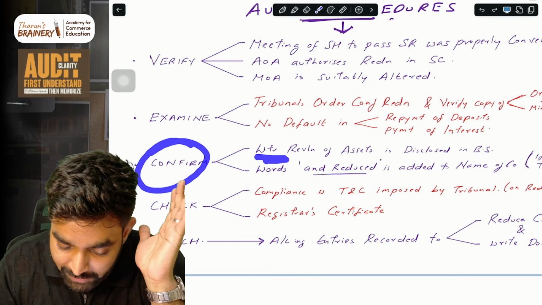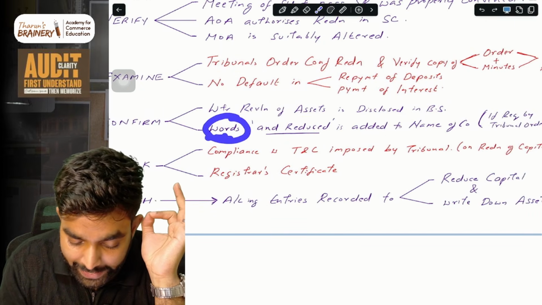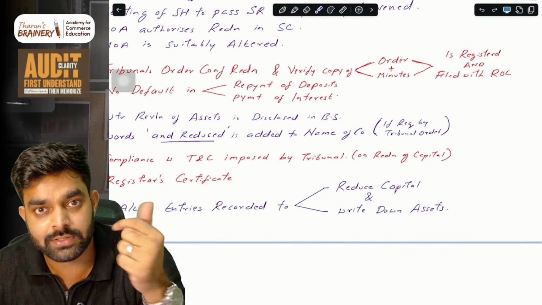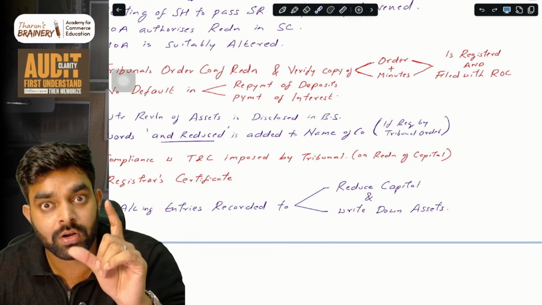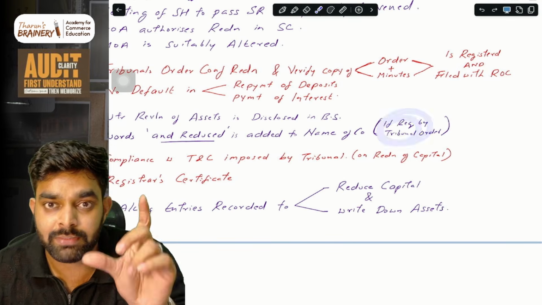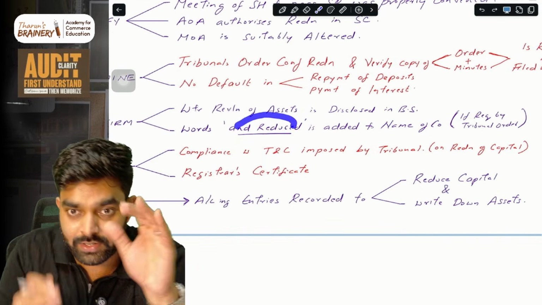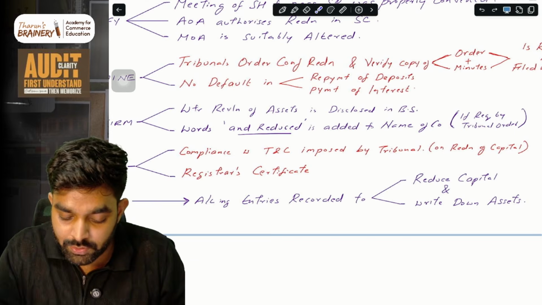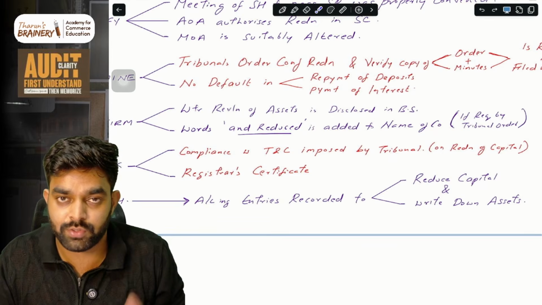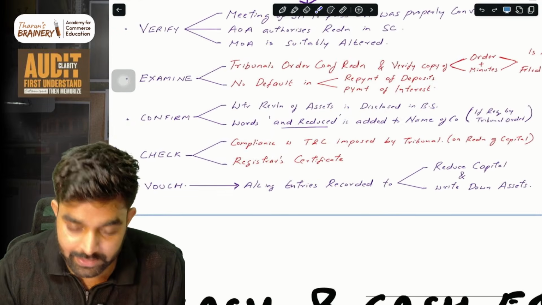Then confirm whether the revaluation of assets is disclosed in the balance sheet. Then confirm the word 'and reduced' is added to the name of the company if required by the tribunal order. Sometimes if the tribunal says to reduce the capital, the company reduces the capital. Then one more guideline is there. If the company is reducing the capital because of the tribunal's order, sometimes the tribunal may also mention that you have to add the words to the company name, Infosys Limited. Inside that you have to add 'and reduced' also. This one word also you have to add because your share capital has been reduced, so that people understand. Make sure something like that is there, and whether it is done or not.